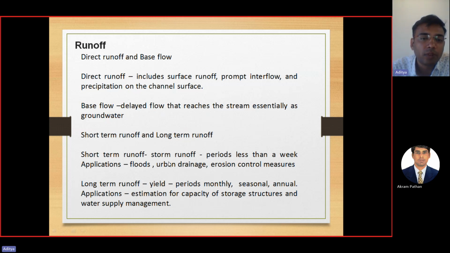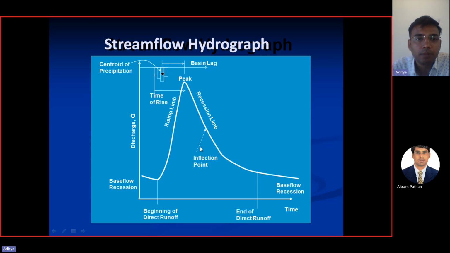Short-term runoff is storm runoff, with a period of less than a week. Applications include flood, urban drainage, and erosion control measures. Long-term runoff yields are monthly, seasonal, annual. Applications are estimation of capacity of storage structures and water supply management.